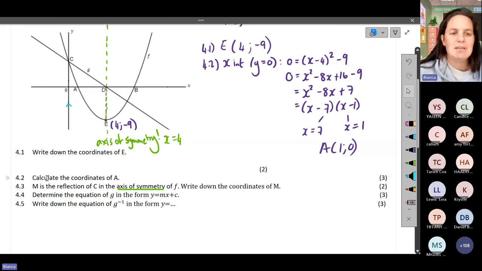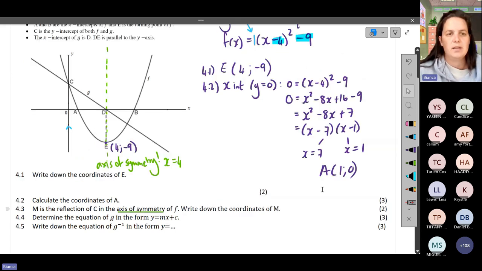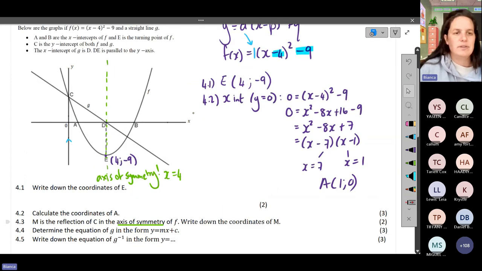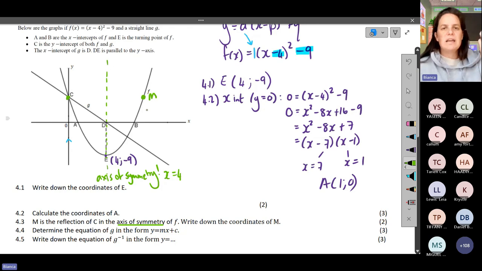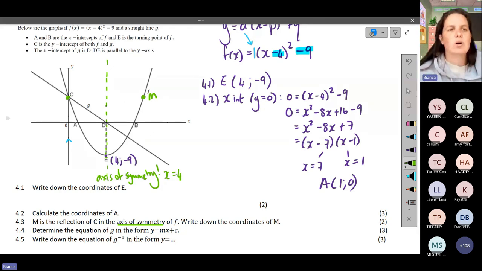The question says M is reflected in the axis of symmetry, write down the coordinates of M. So basically, C over here is reflected over that line to land up here, which gives me M. So it's almost like it was folded over that line. Now, C's coordinates are what and what?